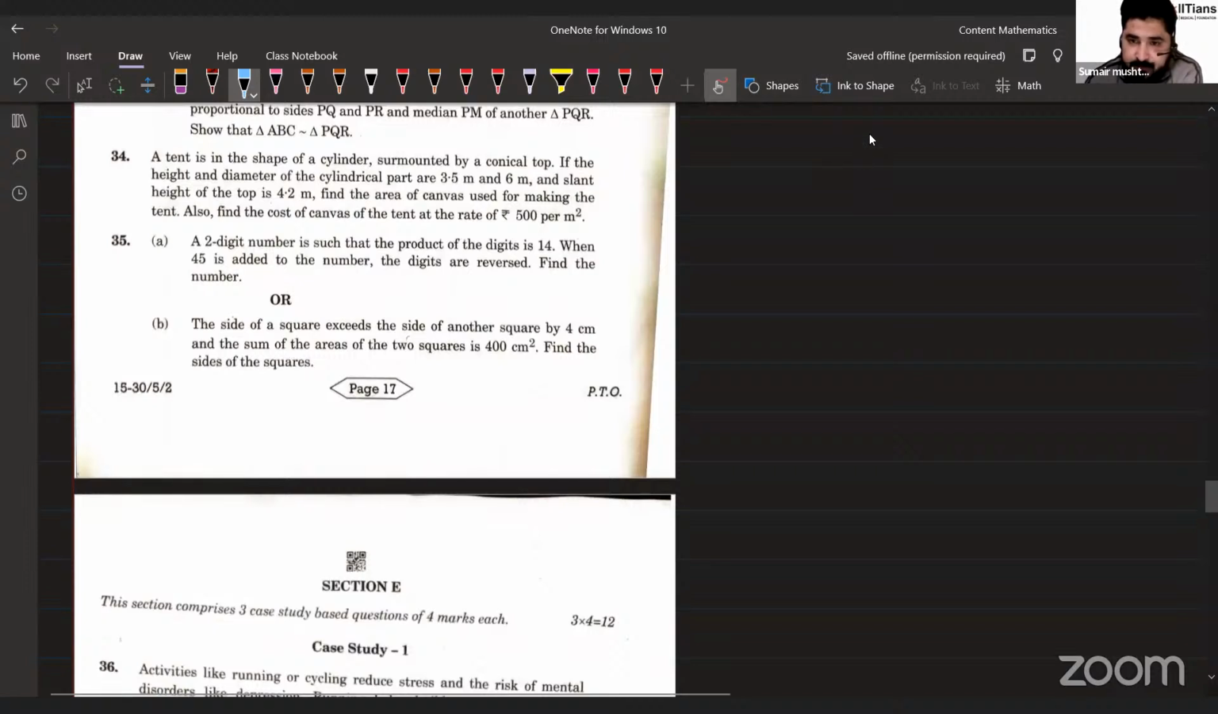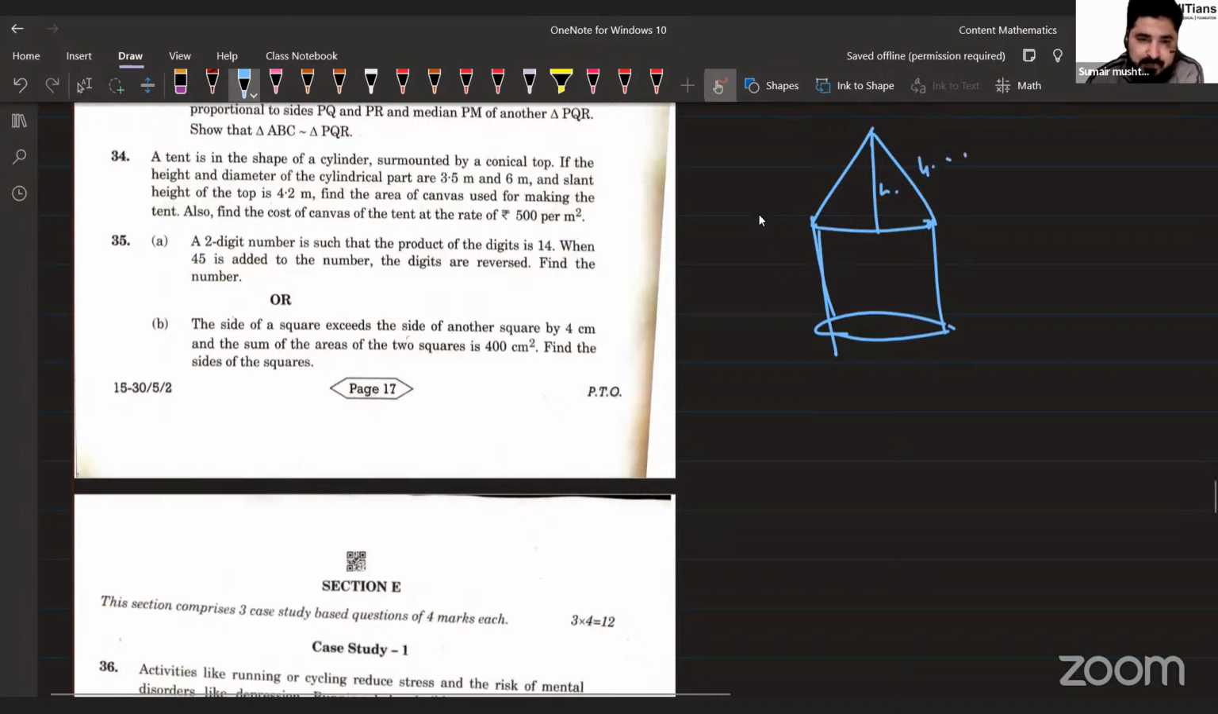Okay. Now, the tent. It is given a conical tent, right? Fine, guys. And the height is given. So find the slant height, which is 4.2. The cylindrical part's height is 3.5. And the diameter is given, so the radius is 3. So what else do you need in this?